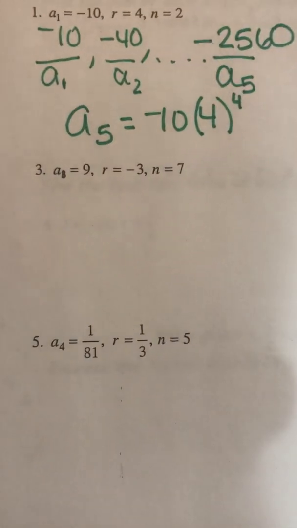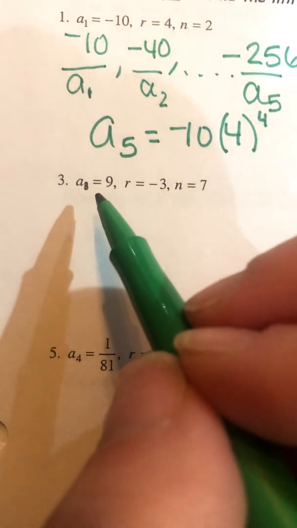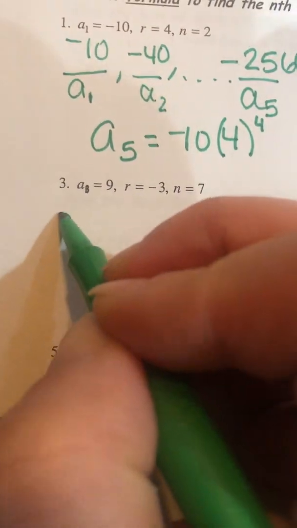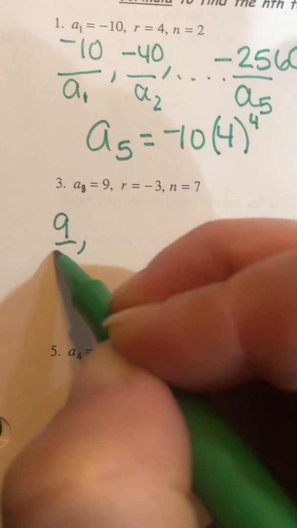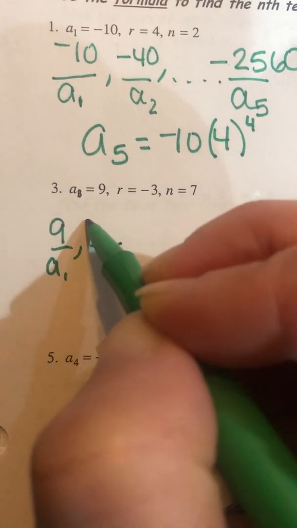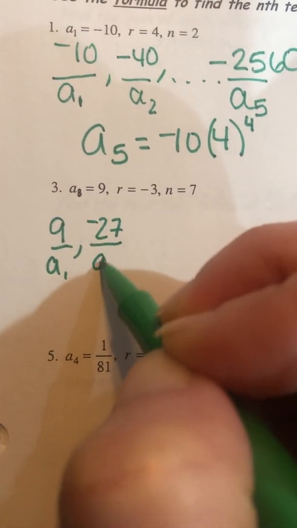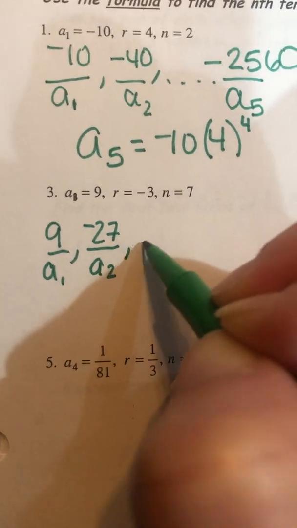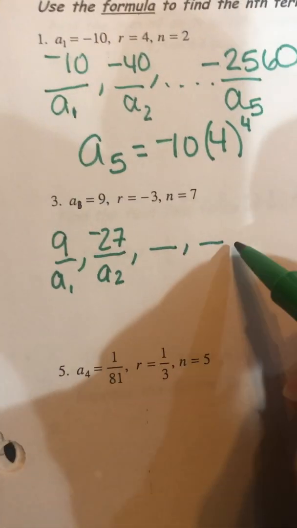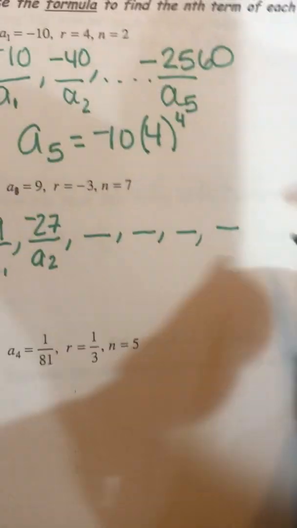Okay, so next one here, the 7th term. I rewrote that to say the first term is 9. Common ratio is -3, so it's going to alternate between negative and then positive, 3, 4, 5, 6, 7.